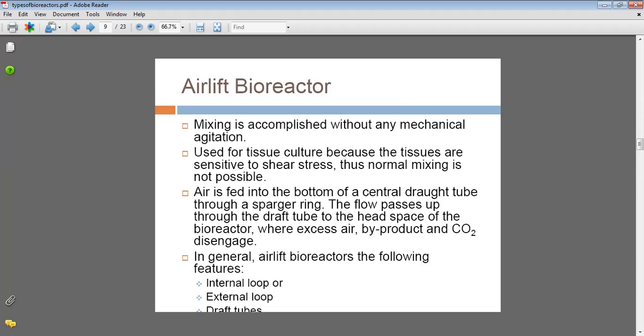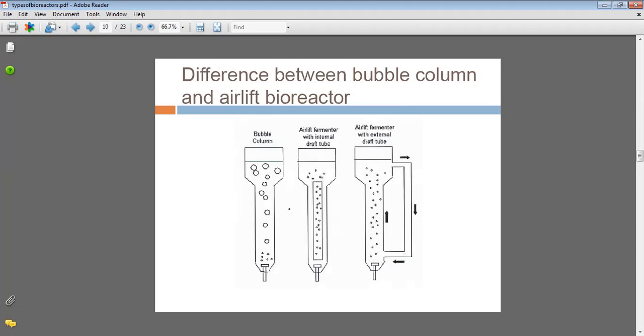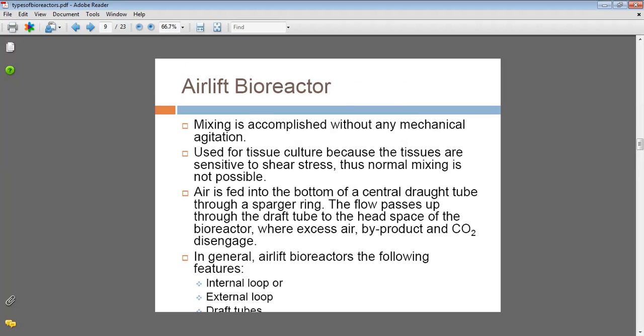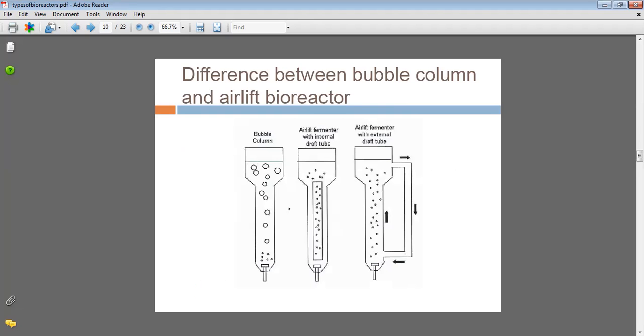Air is fed into the bottom of the central draft tube through a sparger. The flow passes through the draft tube and the head space of the bioreactor, where the excess air and the CO2 can easily pass out. In general, the following features are present: internal loop, external loop, and the draft tube.